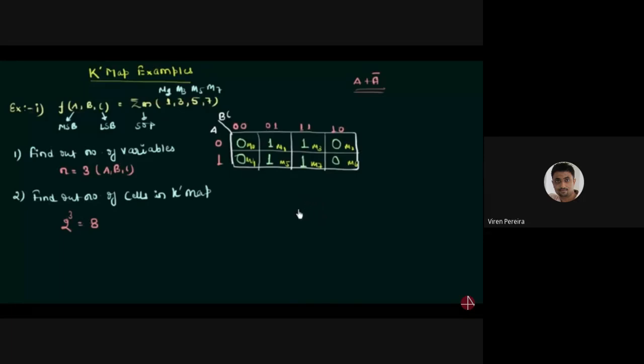Now what do we have to do next? We have to pair them up, and you already know what the rule for the pairing is. In case of 3 variables, the maximum possible pair of ones is 8, in which case all the cells are having ones.